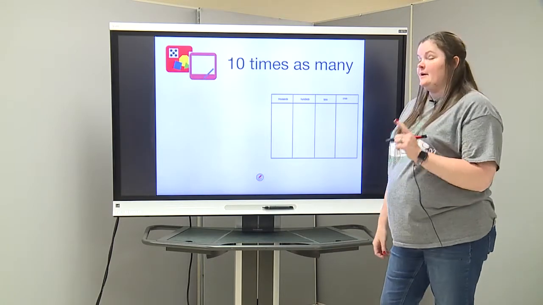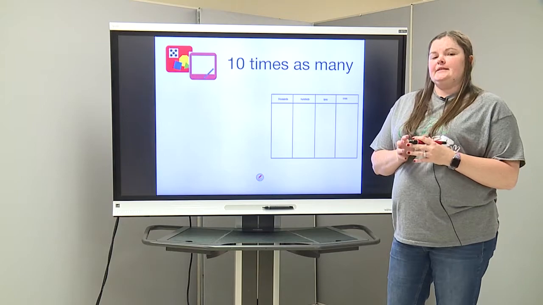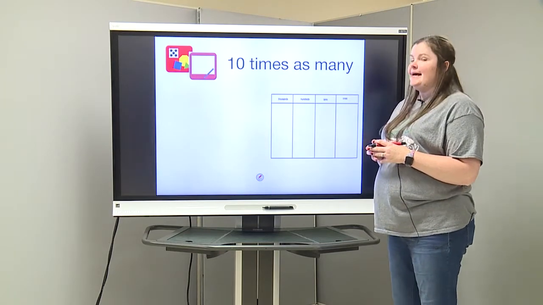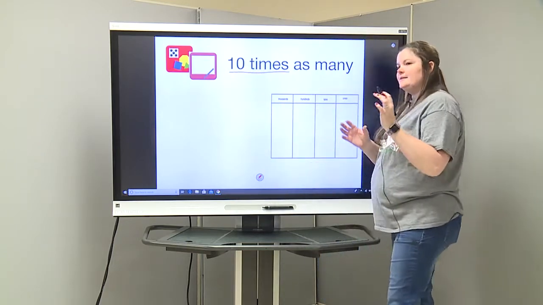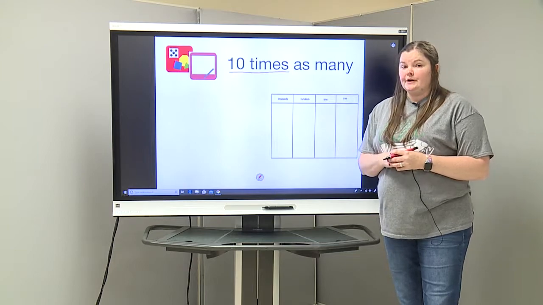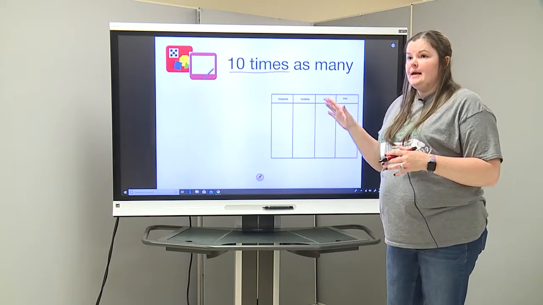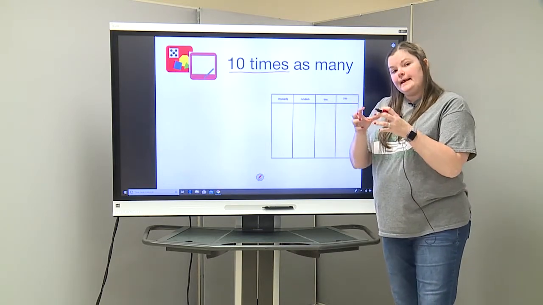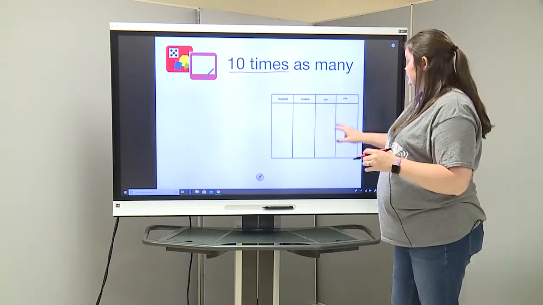Okay, now we're getting into the good part of this lesson. Now, this particular activity is called 10 times as many. So let's think about this part right here. 10 times as many. Now, if you remember, our learning target or our learning goal had something to do with multiplication. So this 10 times as many means we're going to be starting in one place value, and we're going to be multiplying that number to get a bigger place value.